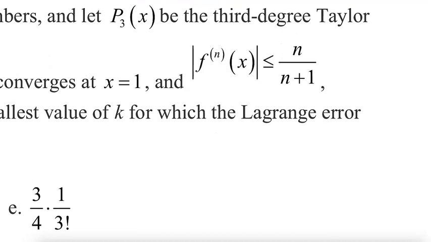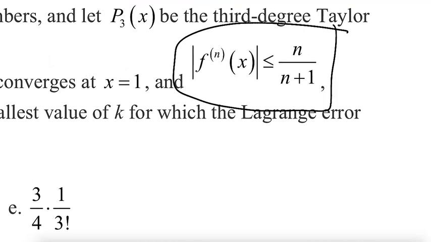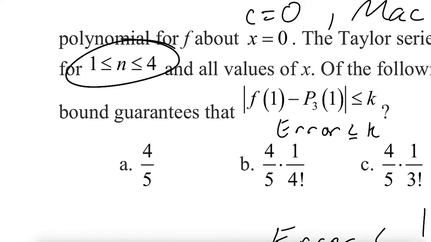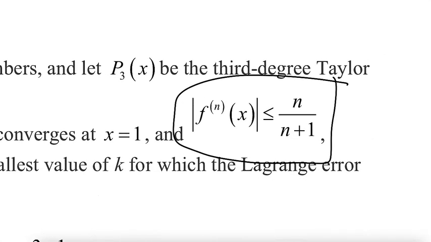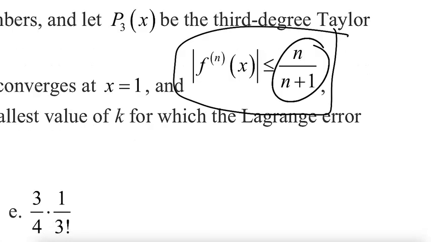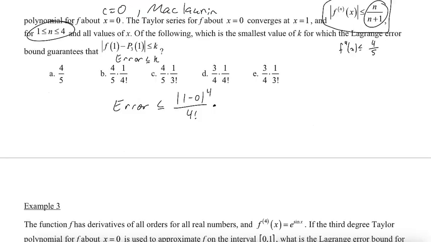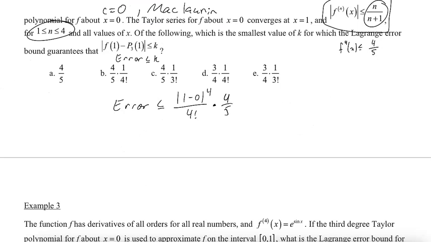So let's take a look. They tell me that my nth derivative value for n between 1 and 4 is less than this expression. So the fourth derivative has to be less than 4 over 5. That's what I'm going to use as my maximum value. So 1 over 4 factorial times 4 over 5, and that is option B.